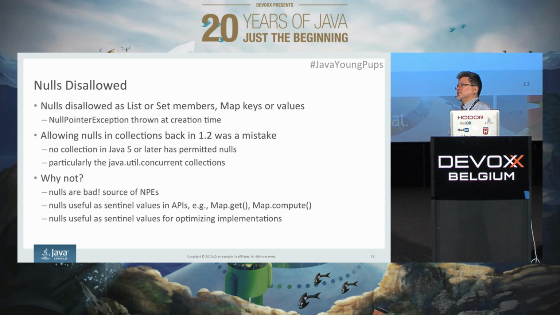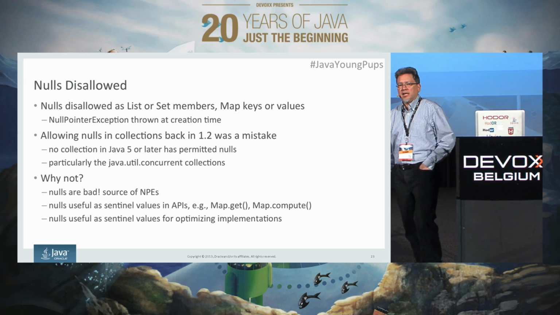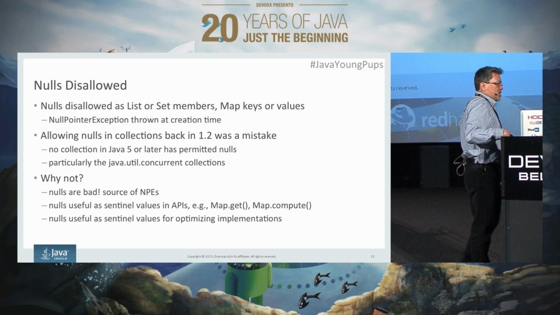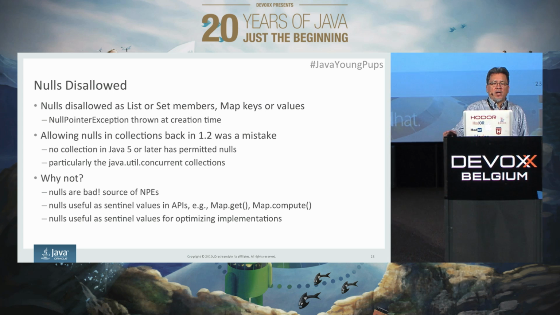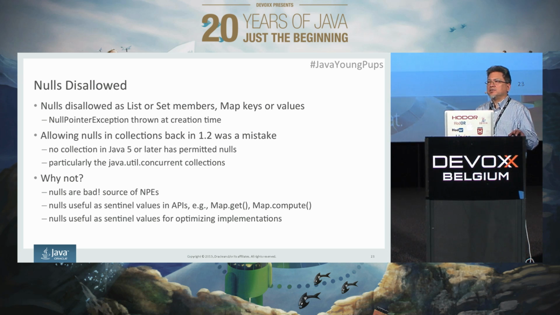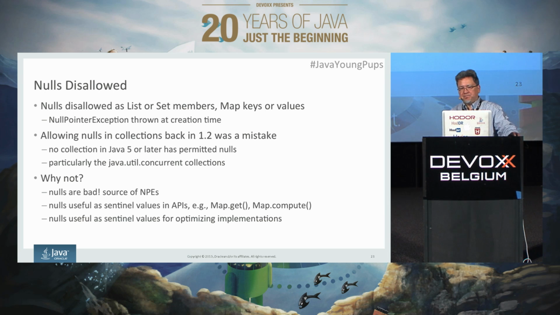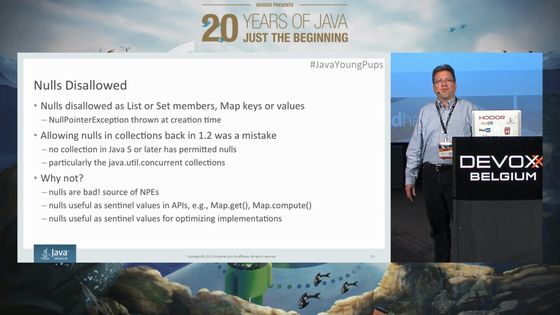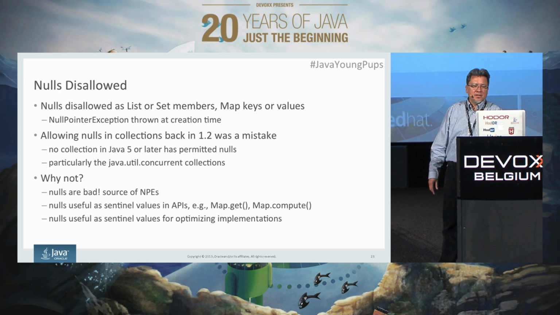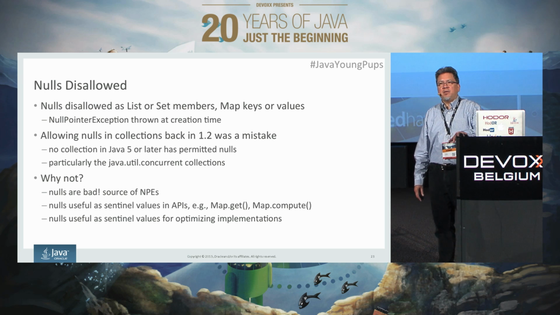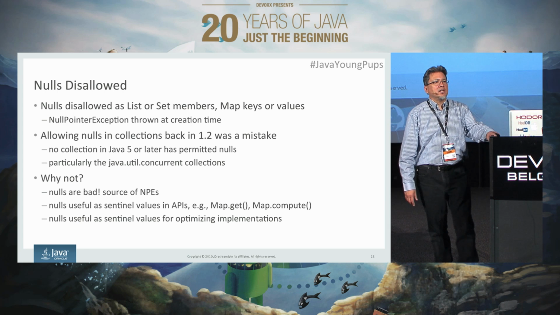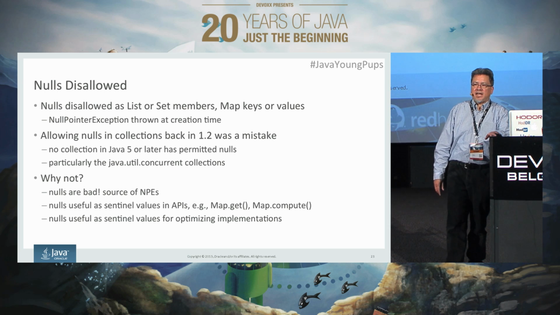All right, earlier I promised to talk about nulls. The new collections implementations will disallow nulls entirely. So if you try to pass a null as a member of a list or set, or as a key or value of a map, you'll get a NullPointerException. I think in retrospect, it's somewhat controversial because people actually use nulls this way, but at least from the API design standpoint, allowing nulls as members of collections in the original collections framework was generally regarded as a mistake.